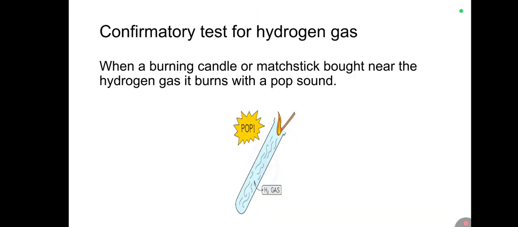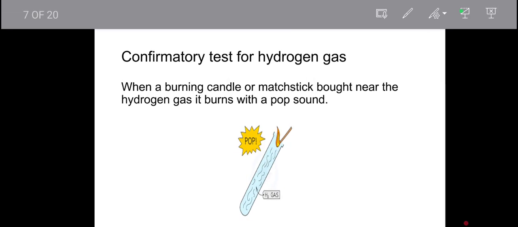This is the confirmatory test for hydrogen. Later on you will be studying confirmatory tests for oxygen, carbon dioxide and others. This confirmatory test is very important from the exam point of view. So, the confirmatory test for hydrogen.